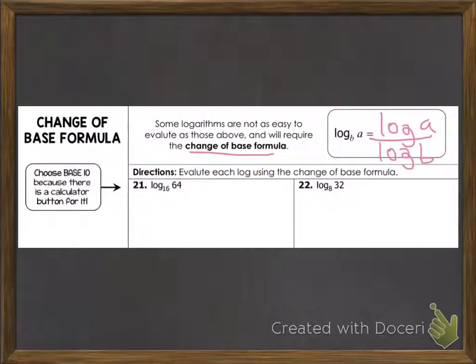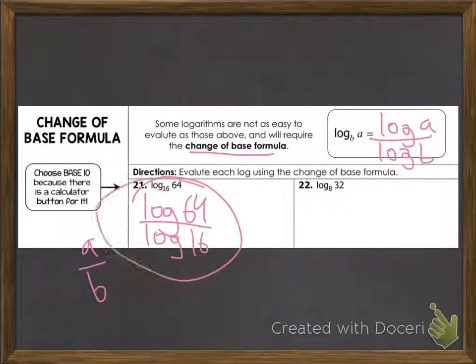So the log base 16 of 64, that can't be rewritten as easily. So what you're going to do is you're going to have log of 64, since 64 is the a, so it goes on the top, and then log of 16 on the bottom, since 16 is the b. A over b. Think about it that way. And when you write it in this format, the calculator assumes that you're in base 10, since there's literally a button on your calculator that says log. Fun fact.